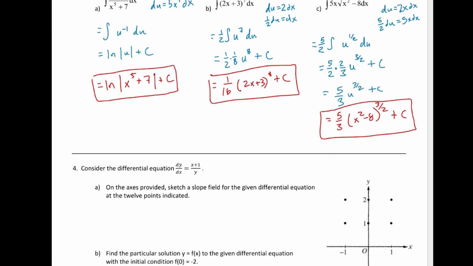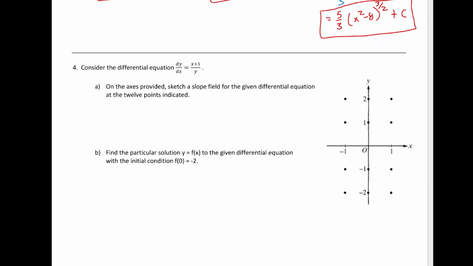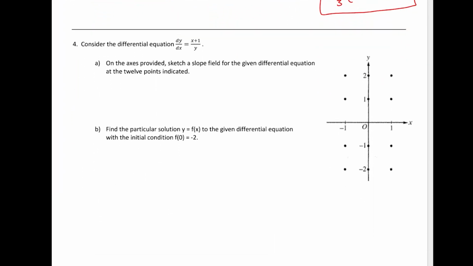Okay, number 4, looks like we are working with a slope field. We've got a differential equation that is x plus 1 over y. That means that's going to be our slope, or dy dx. That is giving us the slope of the function. So it says on the axes provided, sketch a slope field for the given differential equations at the 12 points indicated. Okay, so here's the thing, is you really want to be able to kind of do all this in your head.